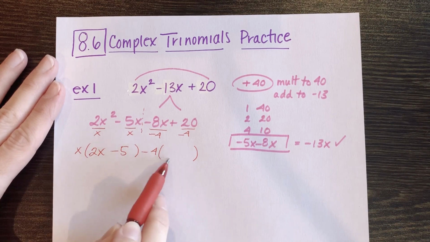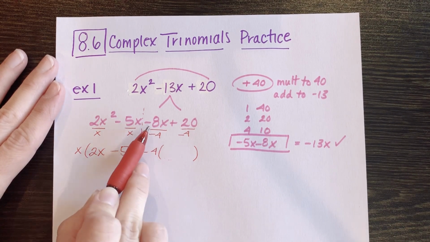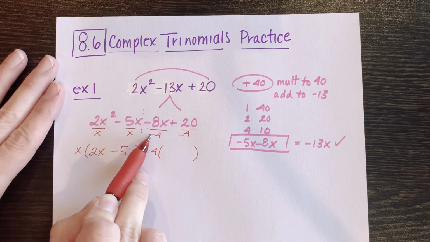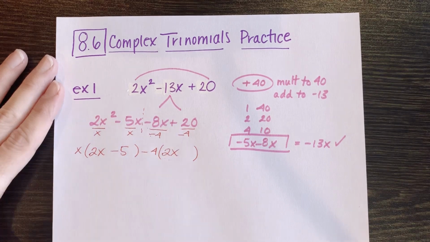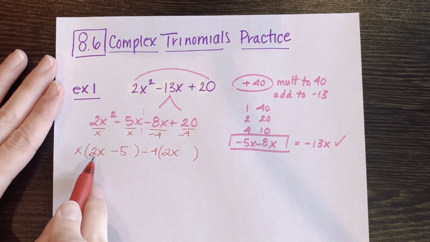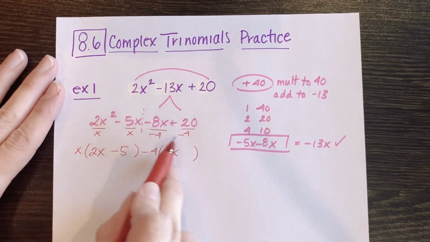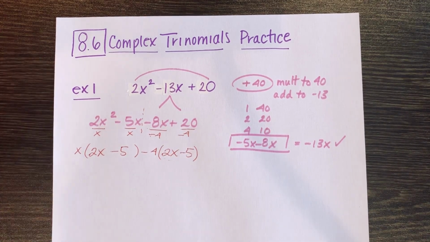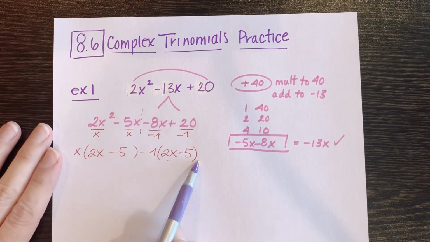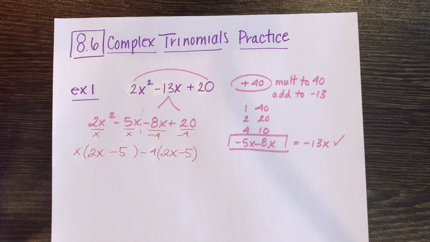How am I going to get a positive 2x here if I don't take out that negative? So when I reduce this fraction, I am in fact left with 2x positive, which is exactly what I wanted. And when I do 20 divided by negative 4, I do get negative 5, which is exactly what I wanted. I do see the same thing repeat. That means I did everything correctly.